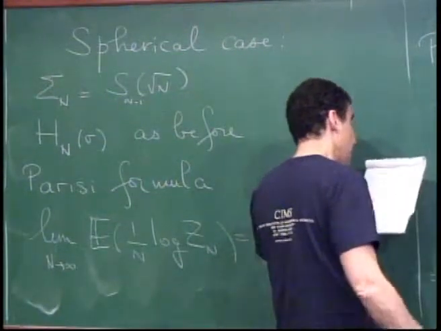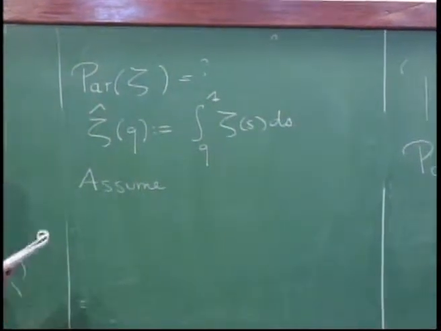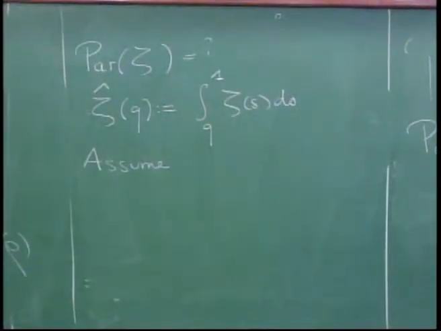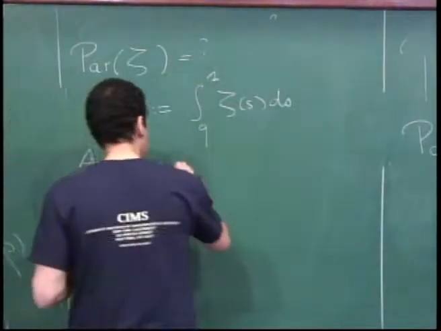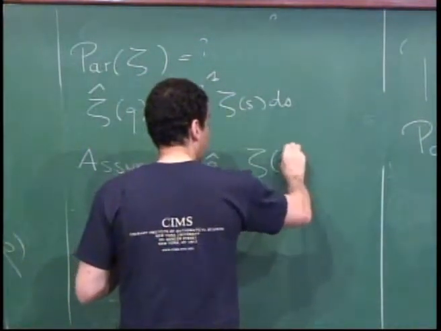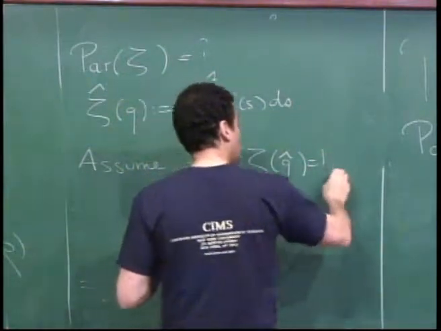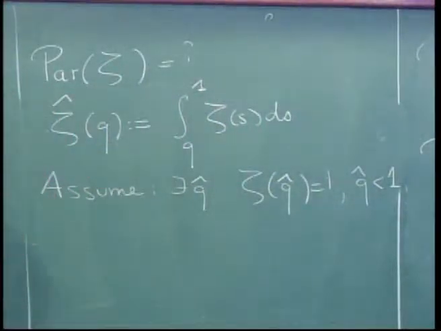And now I assume that the support of the measure defined by zeta does not touch 1. It's on the left of 1, strictly. So I assume that there exists a q hat such that zeta of q hat is 1, and this q hat is strictly smaller than 1. So zeta defines a probability distribution in the interval 0, 1. This tells you that, in fact, the support ends at q hat. All right? So assume that.